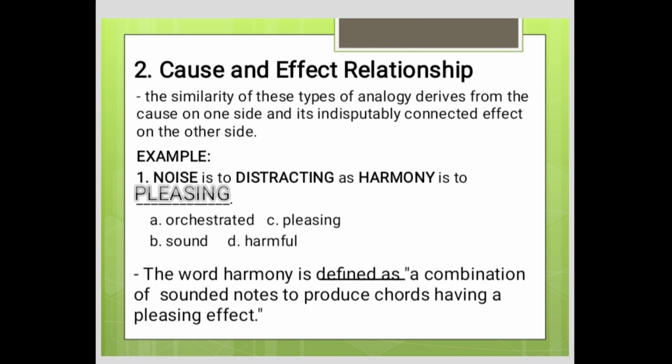Another example, harmony is to blank. A. Archipelago, B. Sound, C. Pleasing, and D. Harmful. So the answer here is letter C. Why? Because the word harmony is defined as a combination of sound notes to produce a chord having a pleasing effect. I have another example. Practice is to improve, hungry is to eat, study is to pass, tired is to sleep, and heat is to dry. Let's proceed to number 3.